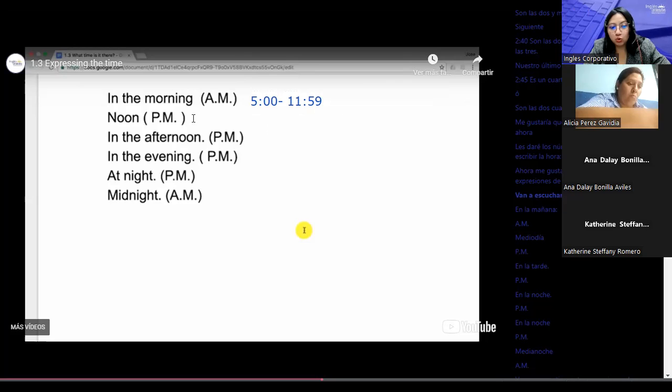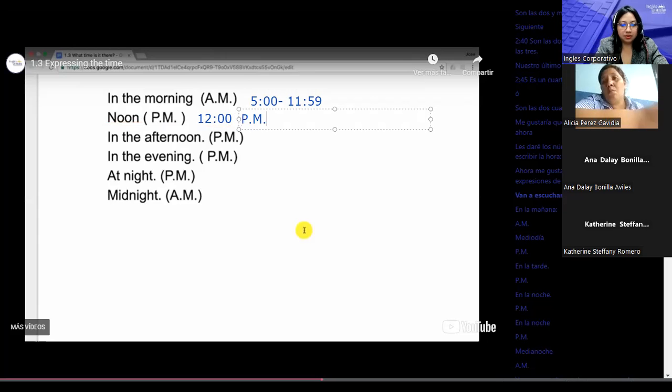Right. How about noon? Noon. You know, there is only an exact time in which we are going to use noon. Solo cuando son las 12 exactas en punto que vamos a usar noon. What time is it? Podríamos decir acá, it's 12 p.m. O también podría decir, it's noon. Ok. Puedo ocupar ambas expresiones. Podría decir, it's 12 p.m. o it's noon.